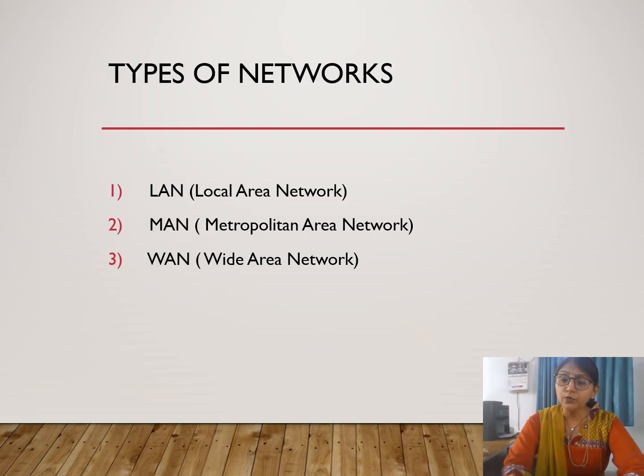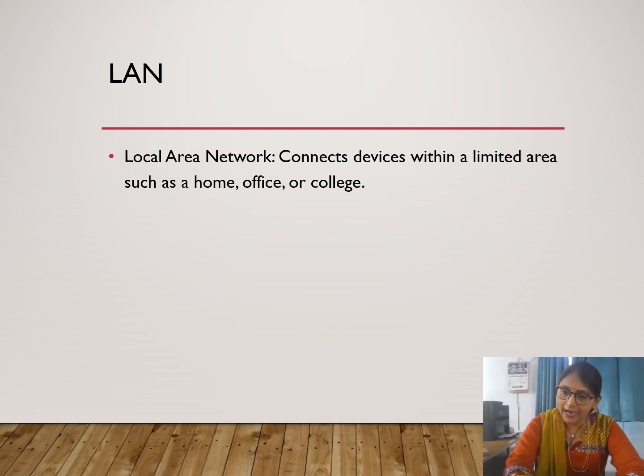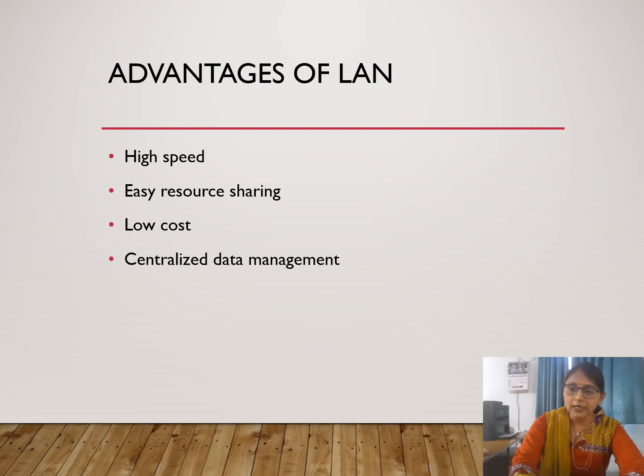Now, according to geographical area, networks can be divided into three parts: LAN, MAN, and WAN, that is local area network, metropolitan area network, and wide area network. So what is LAN? As the name suggests, a local area network connects devices within a limited area. For example, in a building, a computer lab, a hospital, or a college, we can use LAN. Now let us see the advantages of LAN. LAN offers high-speed data transfer, easy resource sharing, lower installation cost, and centralized data management. It is one of the most widely used networks nowadays.